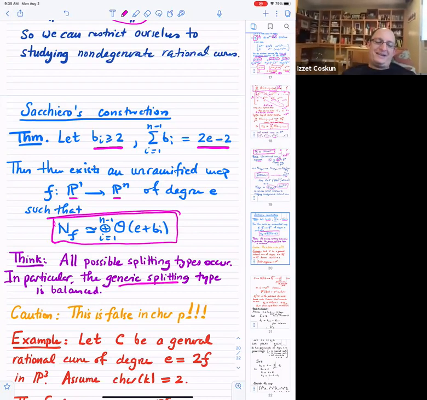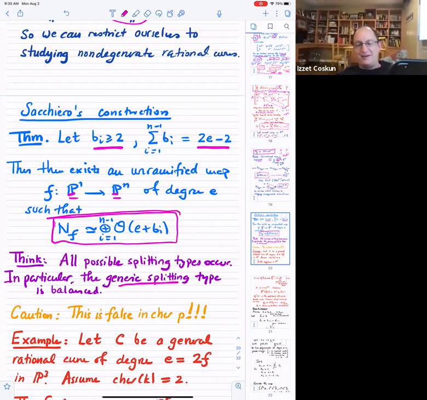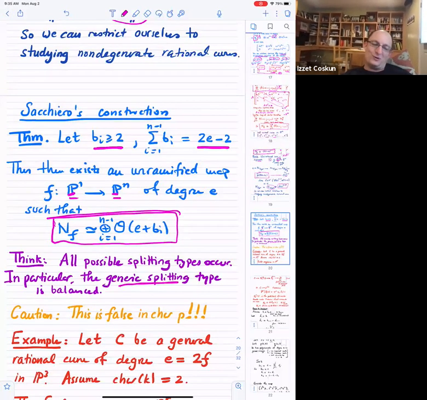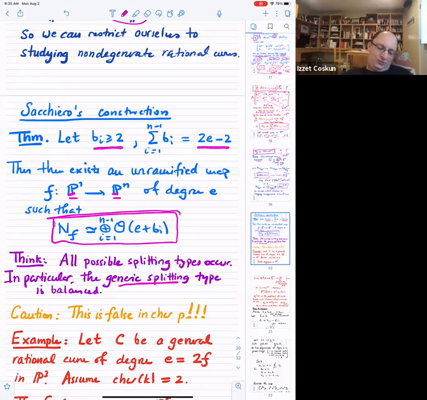kind of cute and not as well known as it should be. So I'll explain it a little bit. There are some indices and stuff involved. So maybe I'll do it in a way that I skip the indices and then you can check these things for yourself. This is due to Sakiro.